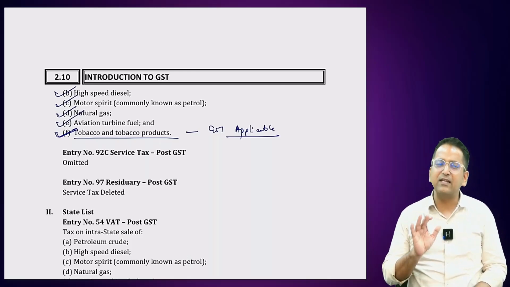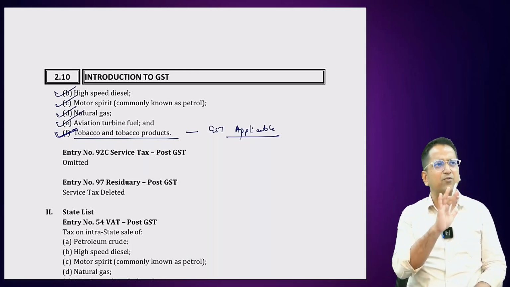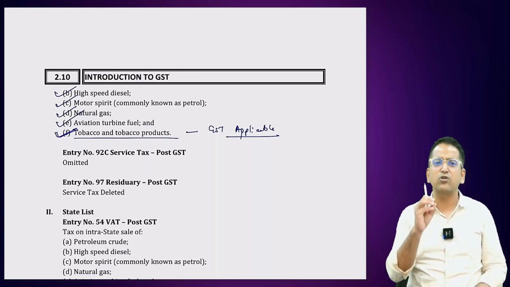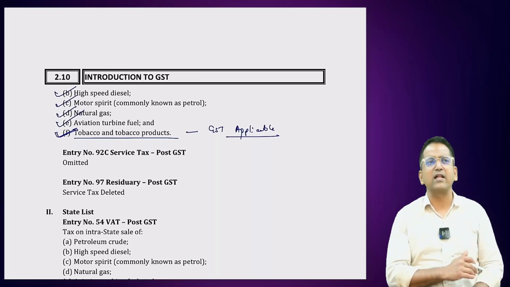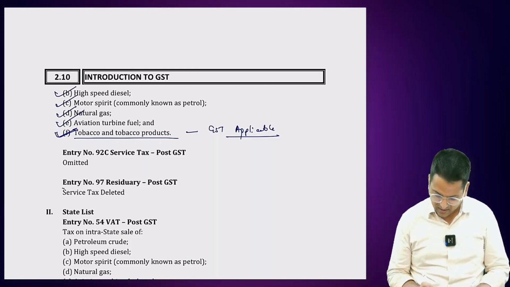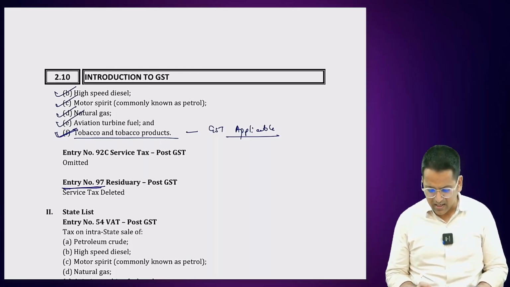So you should remember that today central excise duty in entry number 84 has been changed. Previously, it was for all goods, but now it's for 5 products of petroleum and tobacco. Right? Okay, after this, let's talk about entry number 97. We'll come to the middle entry 92C. Entry number 97 is residuary.